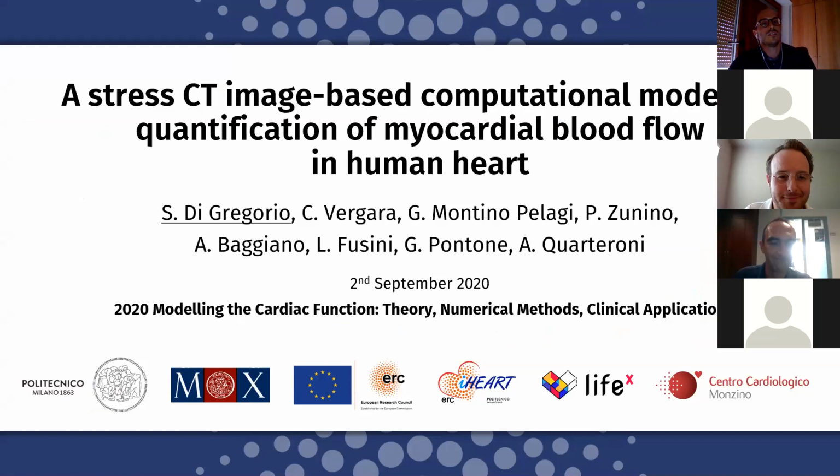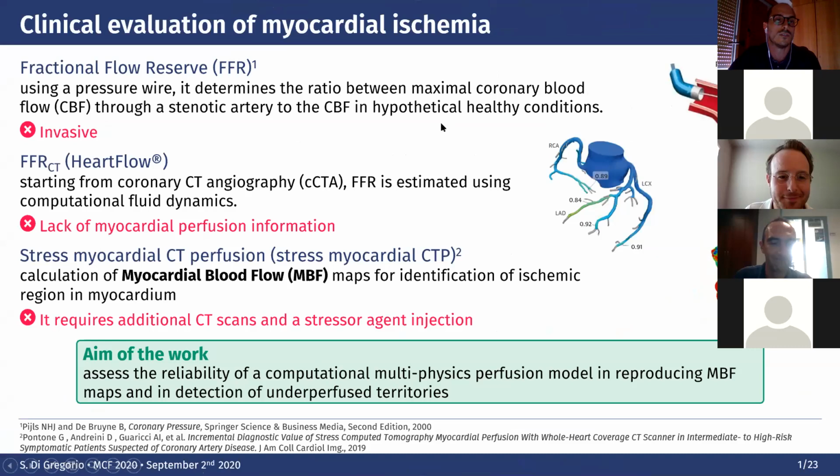My talk will be about the quantification of myocardial blood flow in the human heart. In clinical practice, the most used clinical parameter to evaluate myocardial ischemia is the fractional flow reserve, which determines the ratio between the maximal coronary blood flow through a stenotic artery and the coronary blood flow in a hypothetical healthy condition. However, it is an invasive technique since it requires the use of a pressure wire to make the measurement.